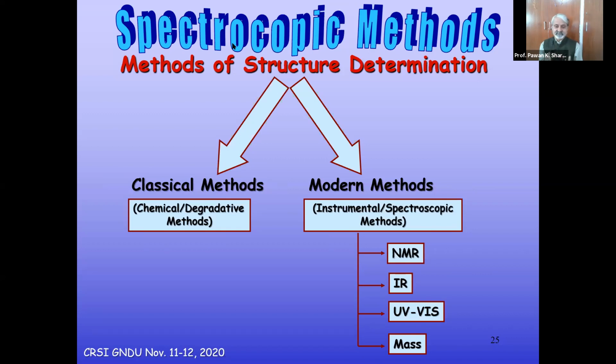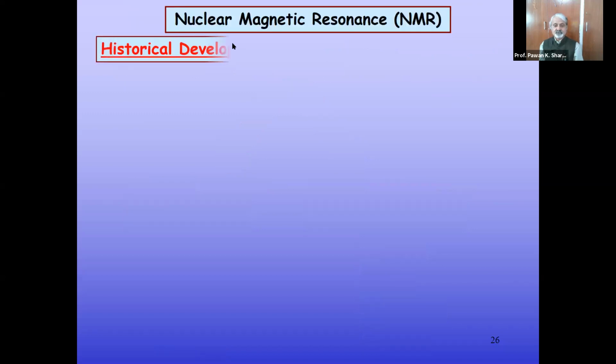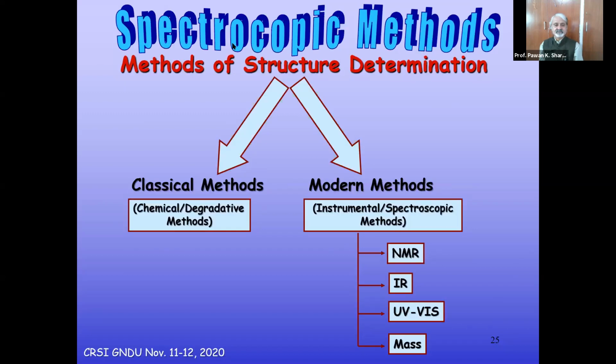IR reveals the presence or absence of key functional groups, like the presence or absence of carbonyl, the presence or absence of nitrile. Similarly, UV-visible spectroscopy probes the electron distribution, especially in molecules that have conjugated or pi-electron systems. And mass spectrometry gives us the molecular weight and formula, both of the molecule as well as of the various structural units within it.